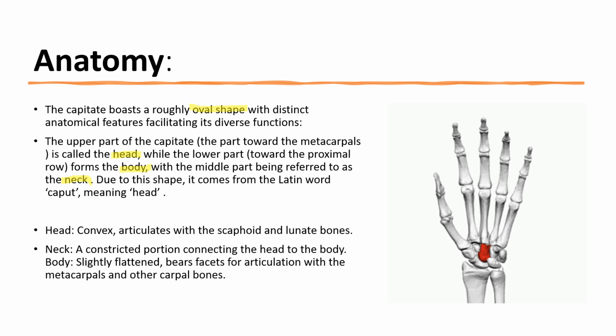When we talk about the articular surfaces, the head has a convex surface and articulates with the scaphoid and the lunate bone. It has a neck, a constricted portion connecting the head to the body, and the body is slightly flattened and bears facets for articulation with the metacarpal and the other carpal bones.